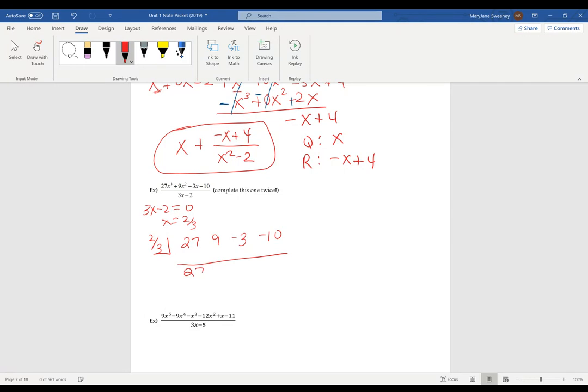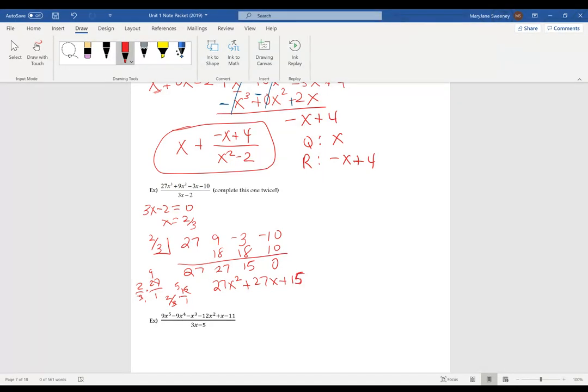27. Okay, so 2/3 of 27 is 18. Add going down. 2/3 of 15 is 10. And it divides in evenly. So it looks like 27x squared plus 27x plus 15 is our answer.